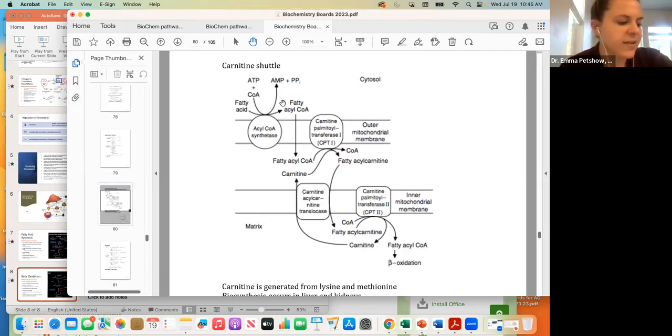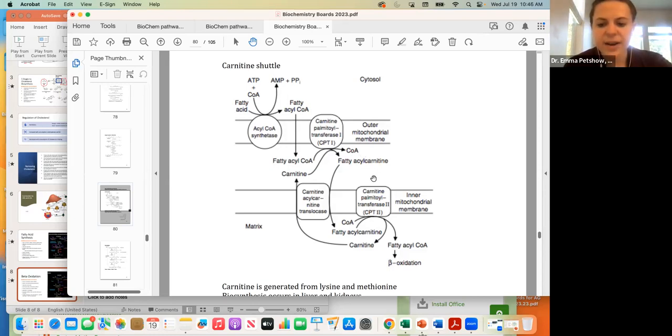Our next rate limiting step is actually getting this through the carnitine shuttle. That would be your rate limiting process, this whole carnitine shuttle as a whole, all of these enzymes involved. This is why it didn't match my picture: carnitine acetyltransferase 1, or essentially carnitine palmitoyltransferase 1, the CPT1. So this molecule here, moving our fatty acyl-CoA molecule from the cytosol into the outer mitochondrial membrane, is the first rate limiting step of this process.